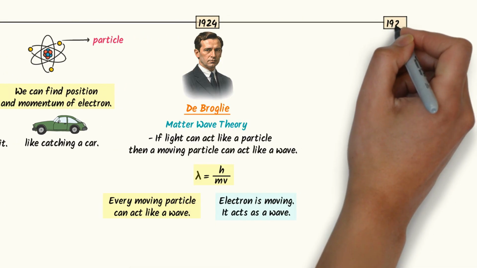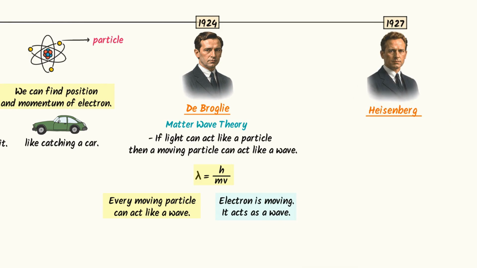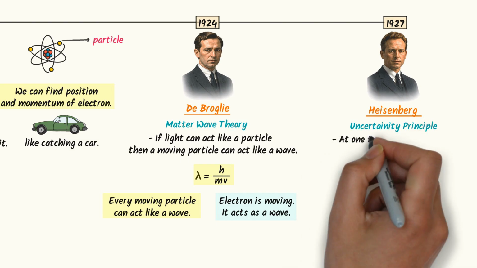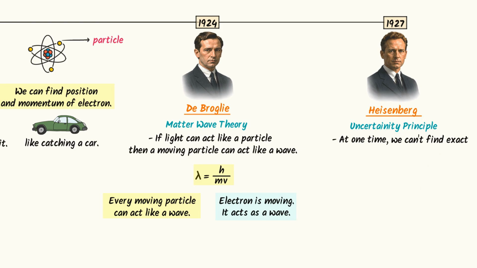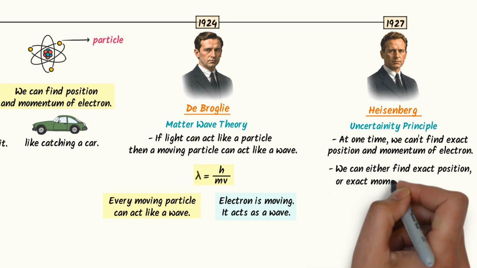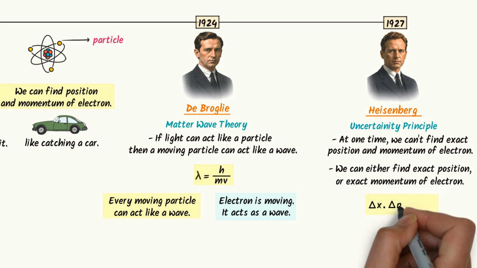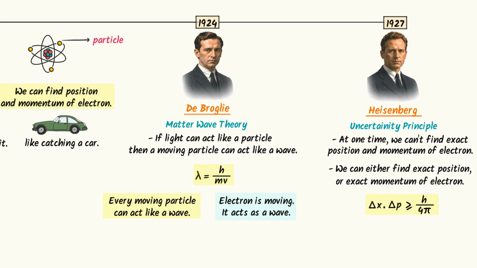Now in 1927, Heisenberg Baba appeared on the screen. He put forward the uncertainty principle. According to it, at one time, we cannot find exact position and exact momentum of electron. At one time, we can find one thing. I mean, we can find either position of electron or momentum of electron.